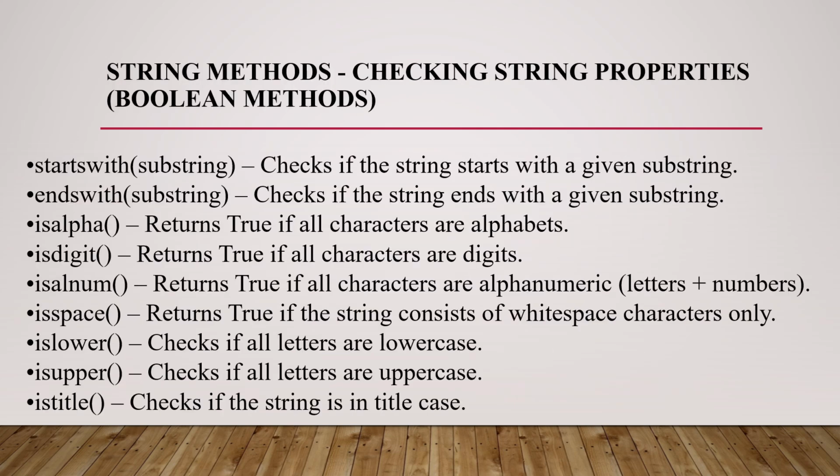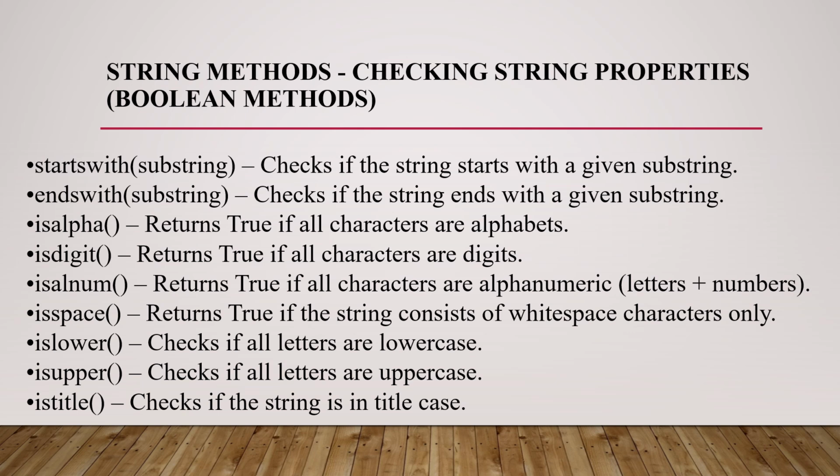So we'll just see the other string methods which check the string properties. The first method, startswith, will check if the string starts with a given string, and it will give a true value only if so. Endswith checks if the string ends with a given substring, and isalpha will return true if all the characters are alphabets. Isdigit will return true if the string contains all digits.